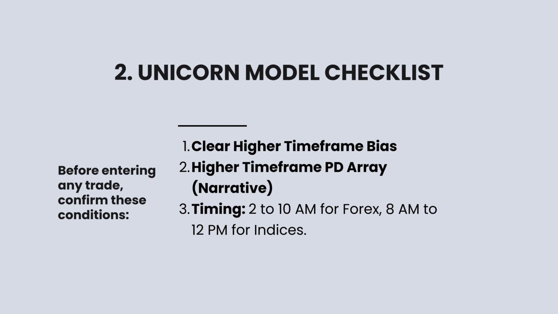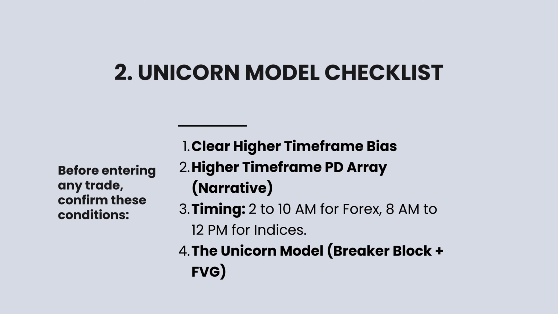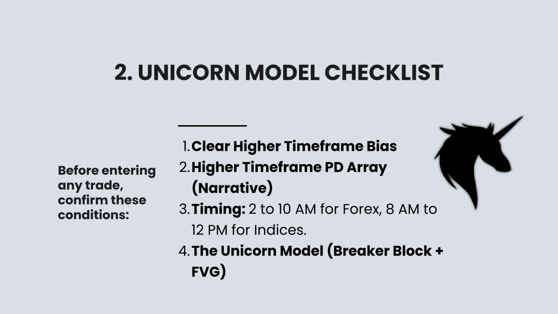3. Timing. Your setup must align with optimal timing. For Forex, I look for unicorn entries between 2 a.m. and 10 a.m. EST. For indices, focus on the New York AM session from 8 a.m. to 12 p.m. EST. 4. The unicorn model. Confirm you have both elements clearly visible, a breaker block and an overlapping fair value gap. Once all these points are checked, you have an ideal unicorn setup ready for trading.